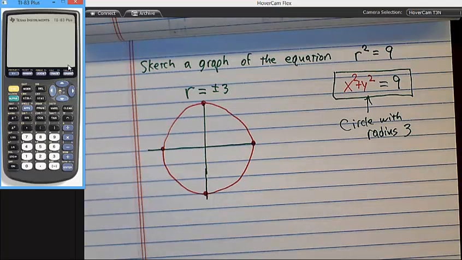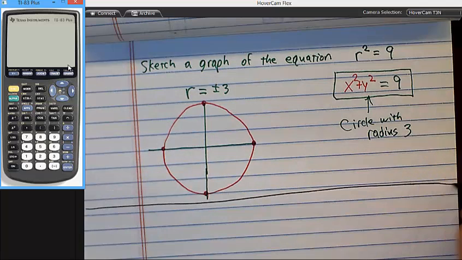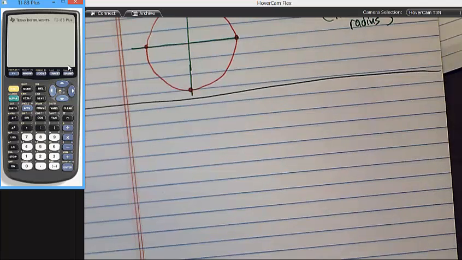Let's see what else I want to do for you here. Oh, here we go. I'm going to show you a couple other things we can do. Here's an old college algebra problem.